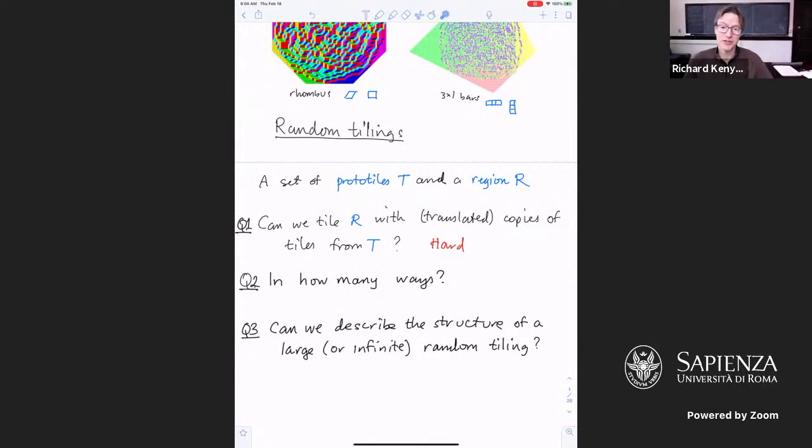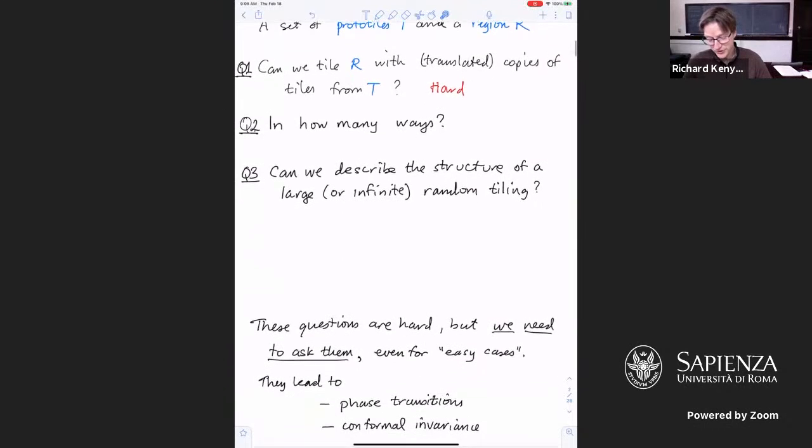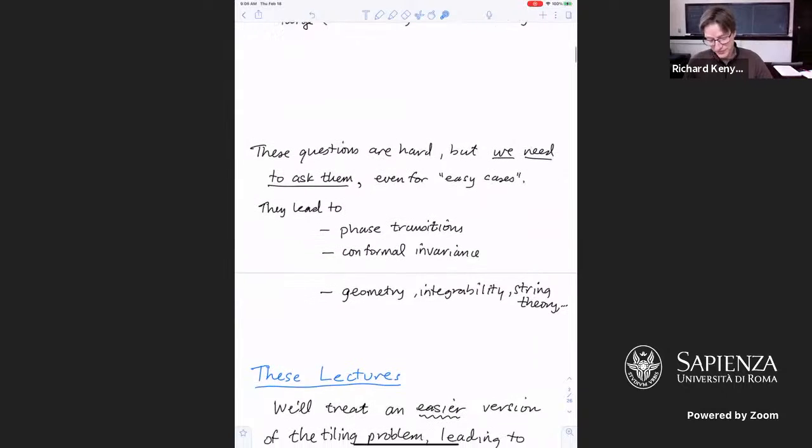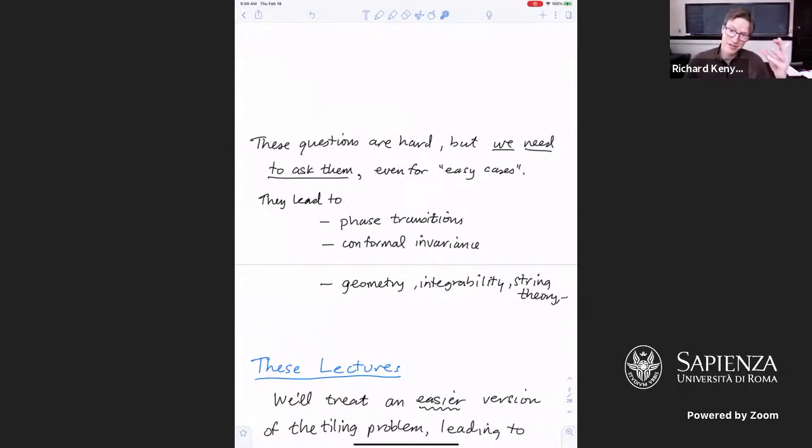And of course, like I said, we don't have to restrict ourselves to the plane. There are many versions of this problem. Well, okay, but even though those questions are hard, they are very natural from a mathematical point of view or a physics point of view. When you make some crystal out of a bunch of atoms, that's kind of like what's going on. Or if you want to understand the phase transition from a liquid to a solid, one standard way to model that, at least, is through a random tiling model.